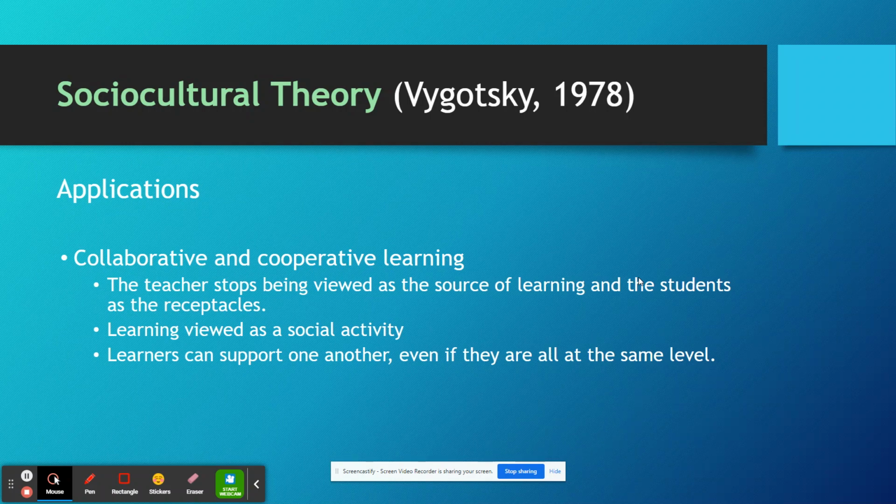All right. Let's talk about cooperative and collaborative learning. These are also applications of Vygotsky. With these two similar practices, the teacher stops being viewed as the source of learning, and the students as receptacles that she's pouring her knowledge into. Collaborative and cooperative learning view learning as a social activity and believe learners can support one another even if they're all at the same level. So you don't have to have an expert helping you learn. A group of people can learn together.